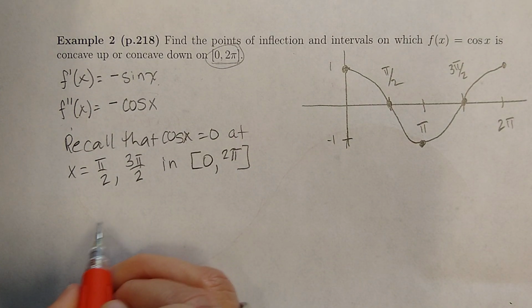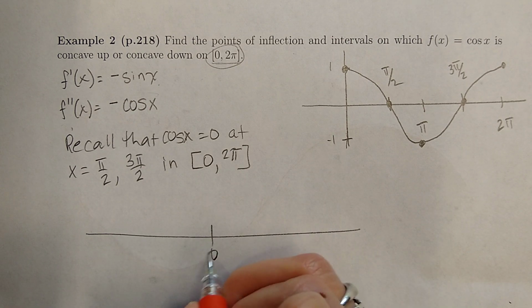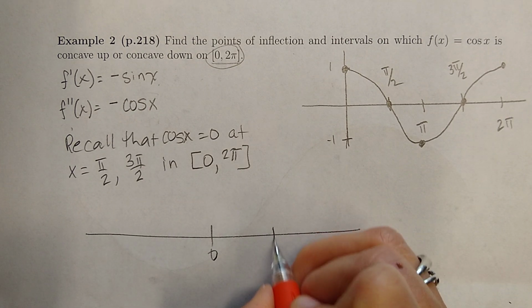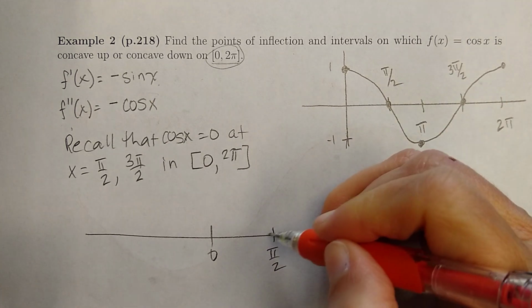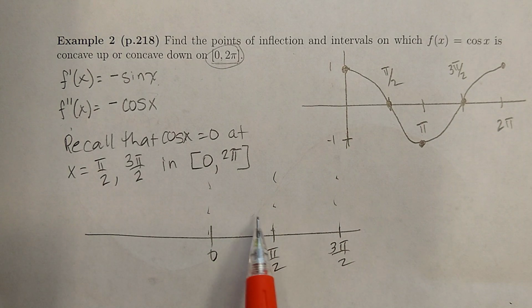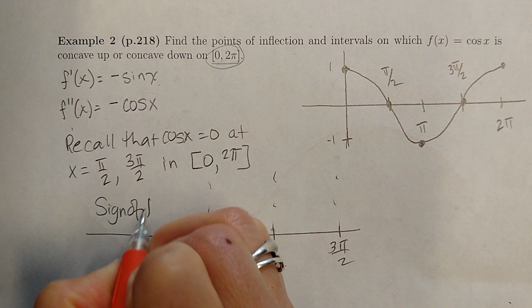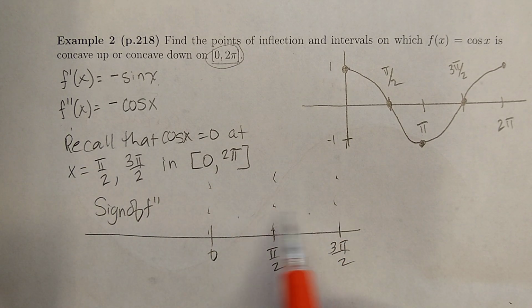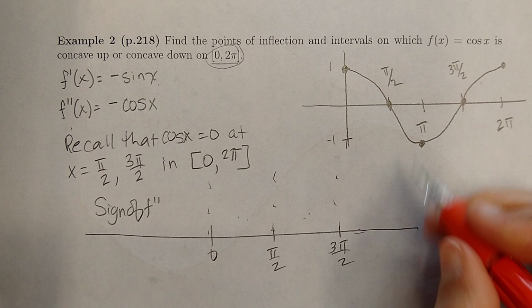Now, you can do kind of like a sign chart. Let's check. I'm just going to sort of imagine I'm checking the sign of f double prime in these two intervals. I need to extend to 2 pi, I guess.